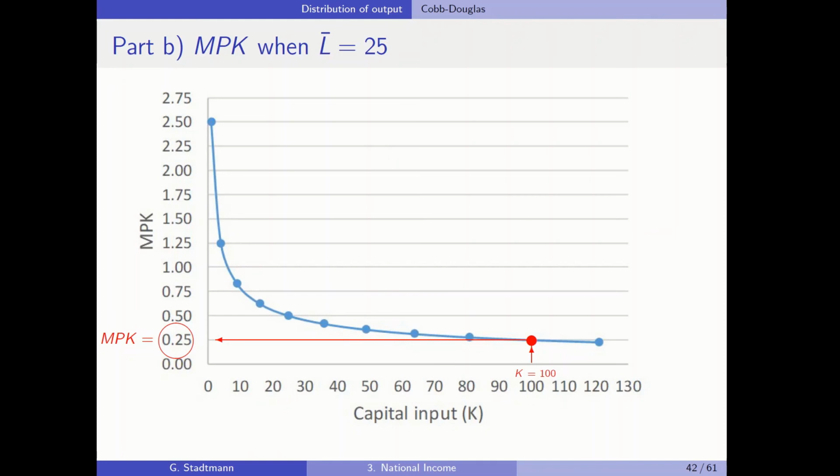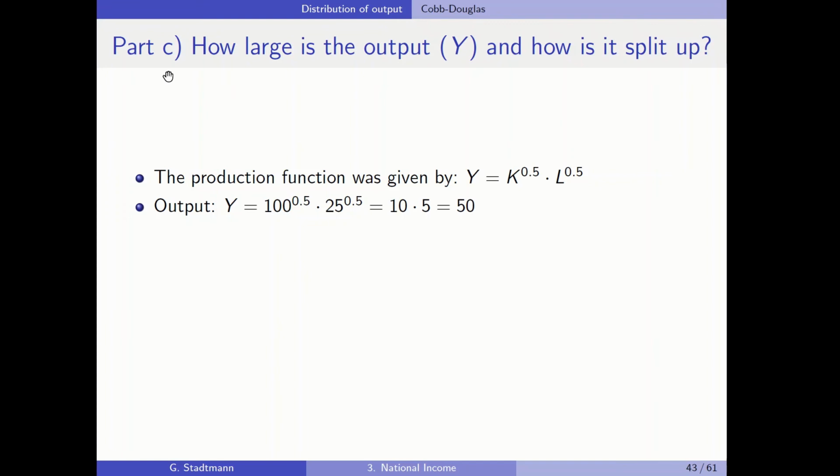On the next slide, we focus on part C. How large is the output and how is it split up? The production function was given by y is equal to k to the power of 0.5 times L to the power of 0.5. The economy is endowed with 100 units of capital and 25 units of labor. So when we take the square root of 100 and the square root of 25, we get 10 times 5, which is equal to 50. So the output is equal to 50 units.